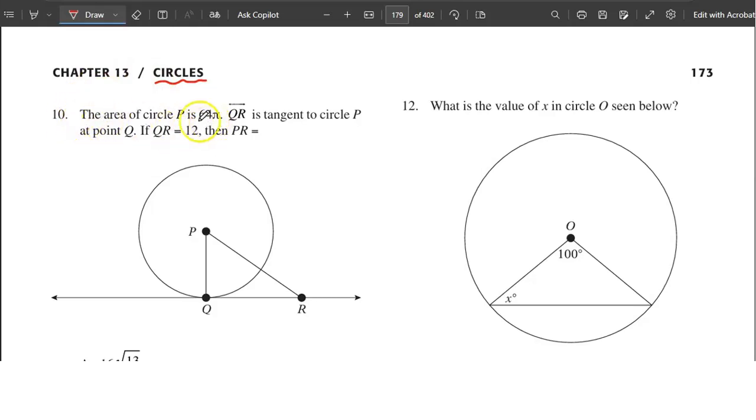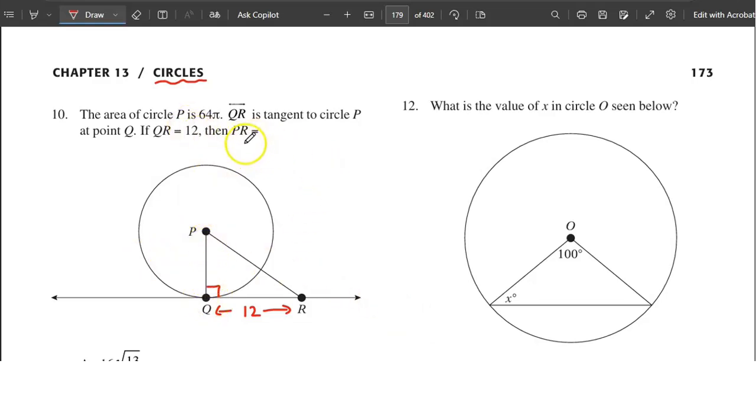The area of the circle is given as 64 pi. QR is the tangent to the circle. Tangent means this will make an angle of 90 degrees. QR is given as 12. We have to find the value of PR. And this OP is the radius of the circle.